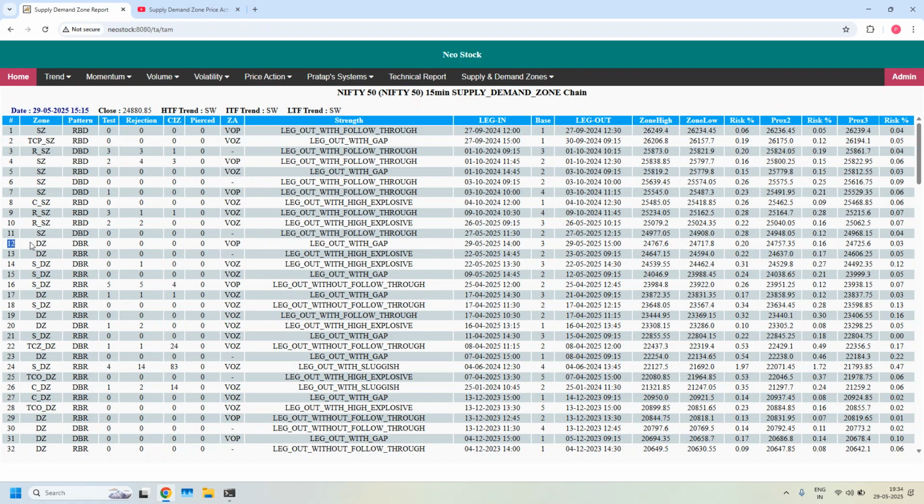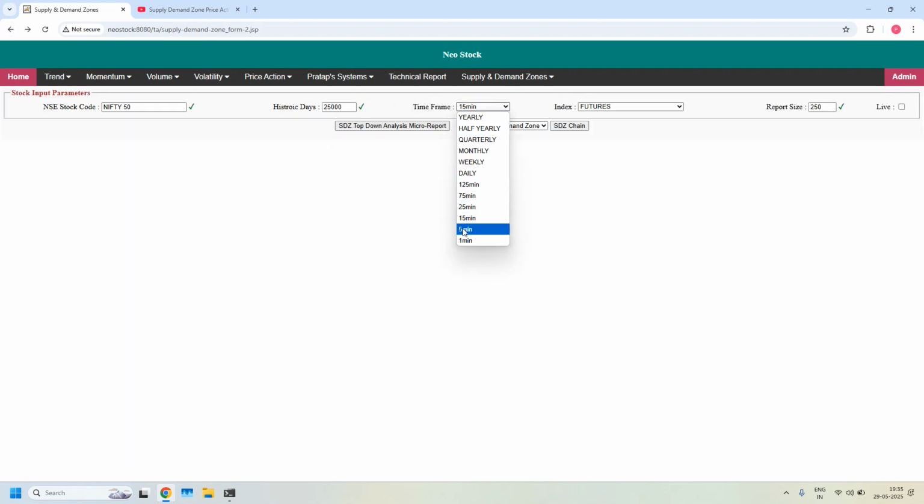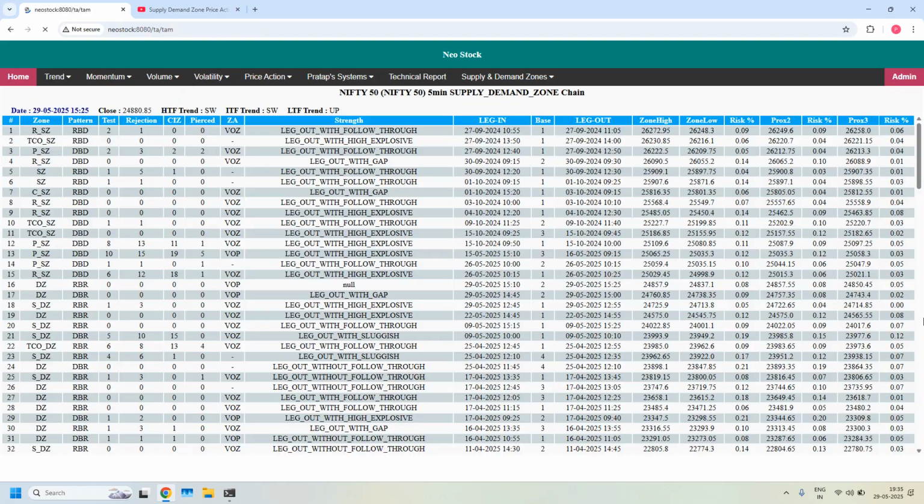Nearest demand zone to the current closing price is serial number 12. Similarly, serial number 11 is the nearest supply zone to the current closing price. Okay, next, generating 5 minutes supply demand zone chain for Nifty. And the nearest demand zone to the current closing price is serial number 16.